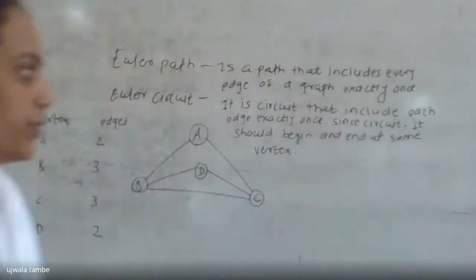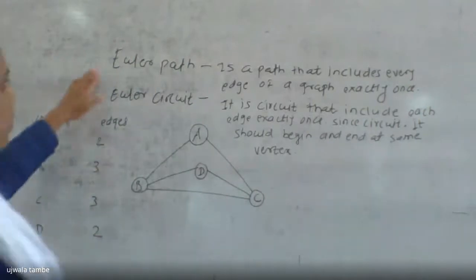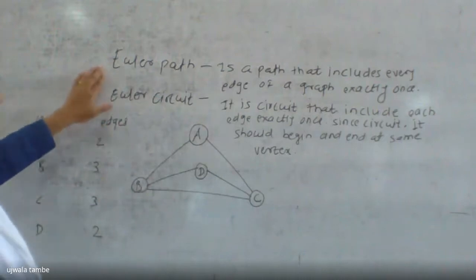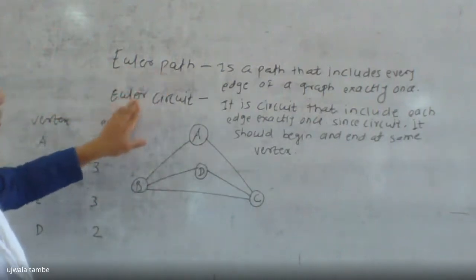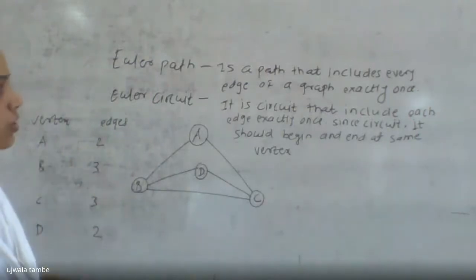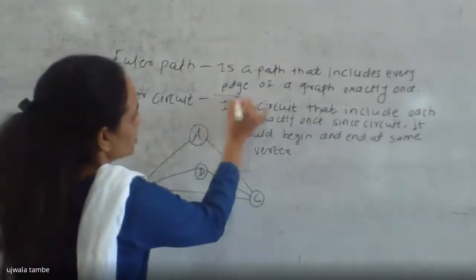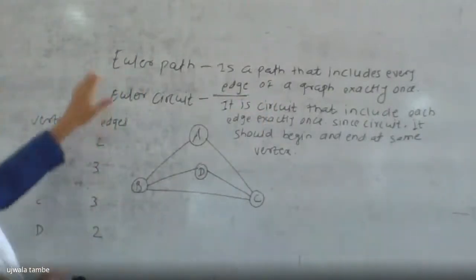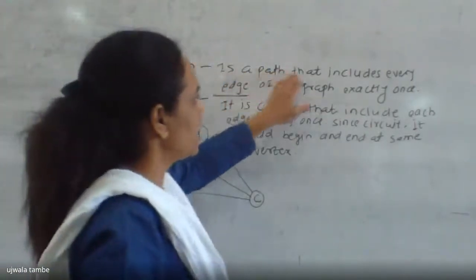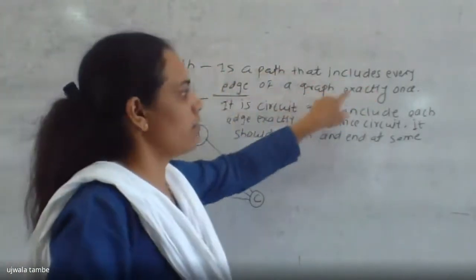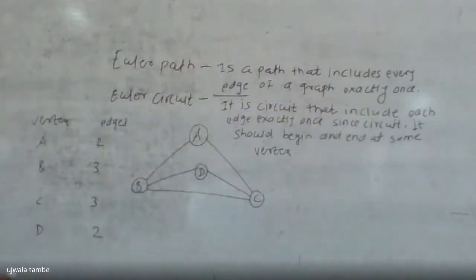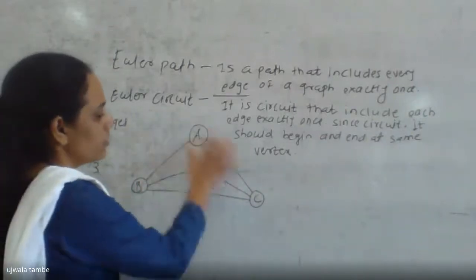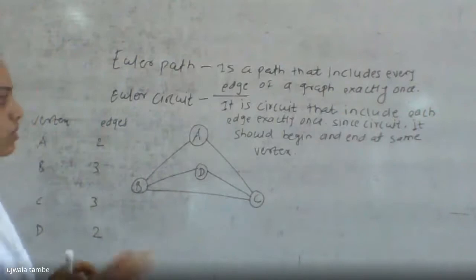So first we are going to learn what is meant by Euler path, and after that what is meant by Euler circuit. Whenever we are considering the example of either Euler path or Euler circuit, we have to consider edges only. So what is the definition of Euler path? It is a path that includes every edge of a graph exactly once. Here we have to consider the edges only. No need to consider the vertices. We are going to focus on the edges only.